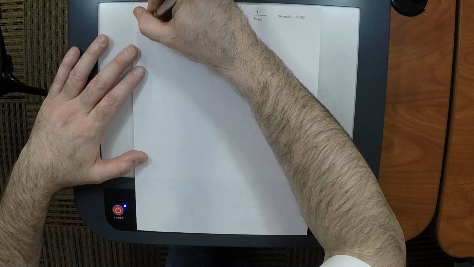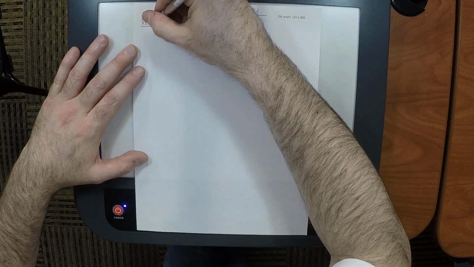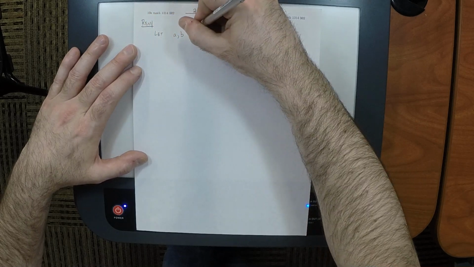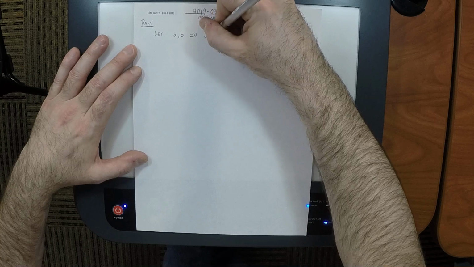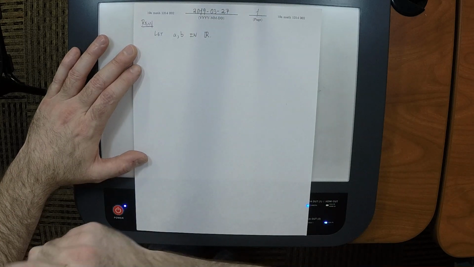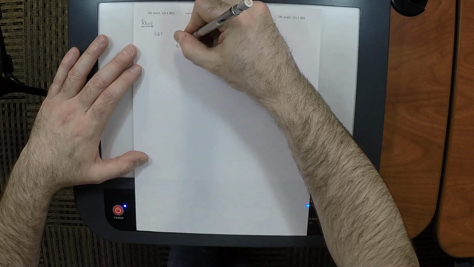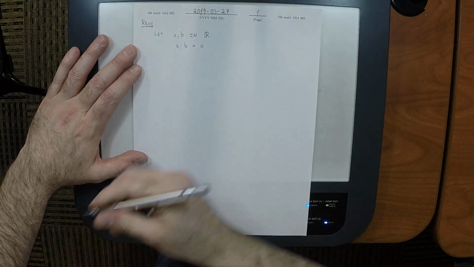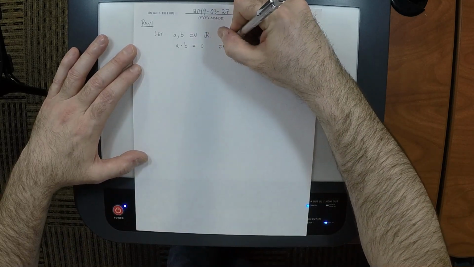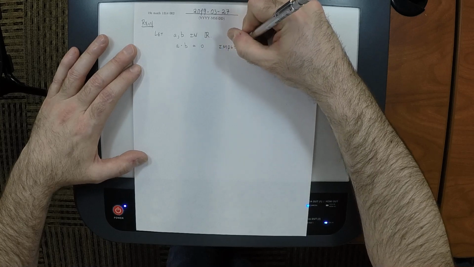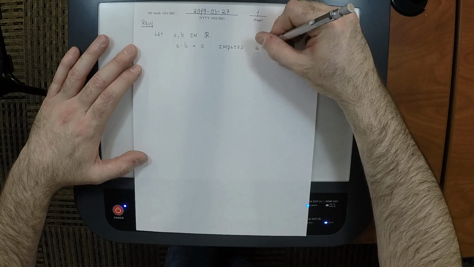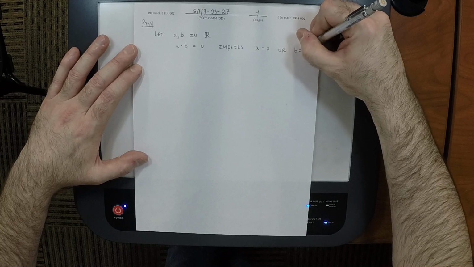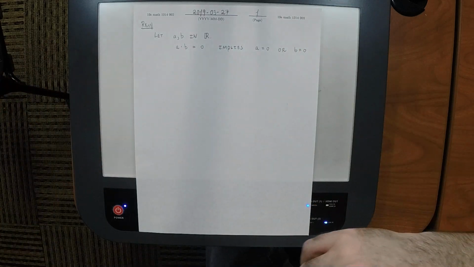Here's an interesting thing concerning the reals. We can say let A and B be in the reals. Then A multiplied by B equals 0. That statement implies that A is 0 or B is 0. Or both, right?